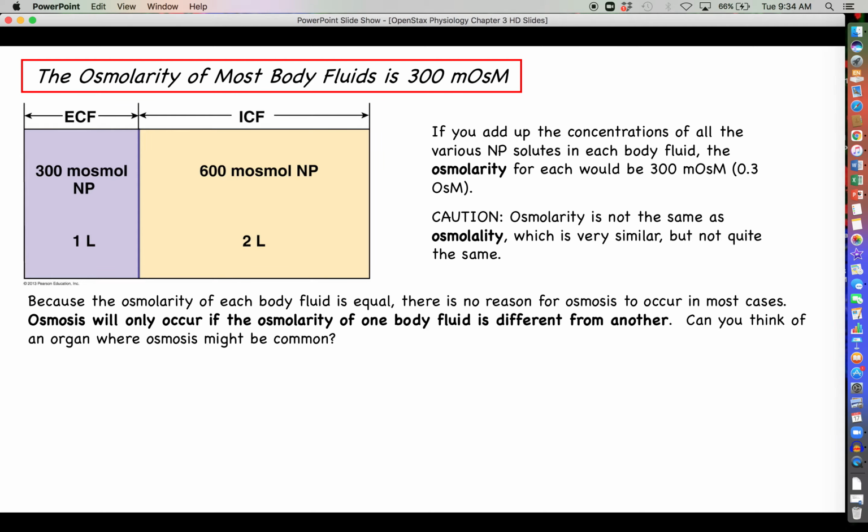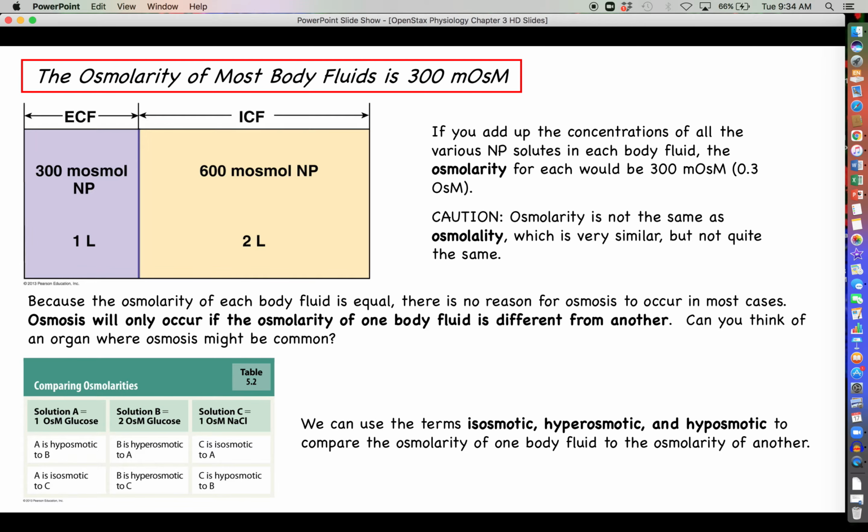Like I said, because the osmolarity of most of our bodily fluids are equal, in most cases there should not be a reason for net osmosis to occur. So osmosis will only occur if there is a difference in osmolarity between two different bodily fluids separated by a plasma membrane. The most common place that this is going to occur, you may have already figured out, is going to be the kidneys, because the kidneys function a lot in reabsorbing water from an initial filtrate to make sure that we don't pull too much water out of the blood.